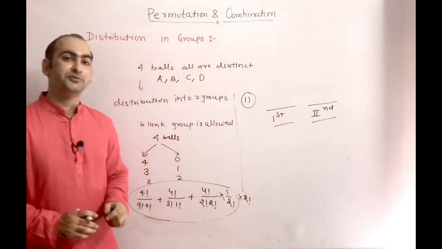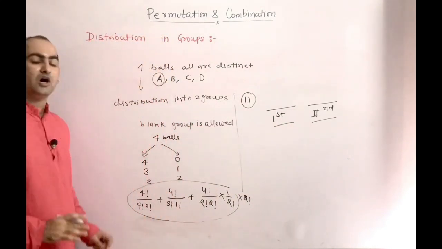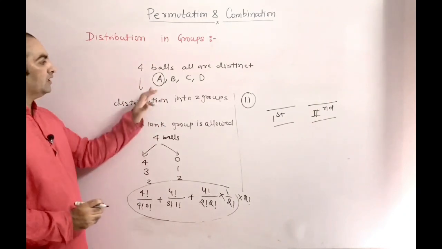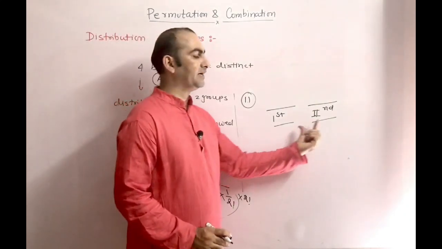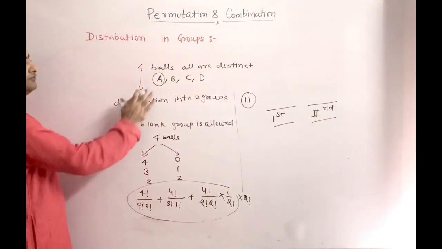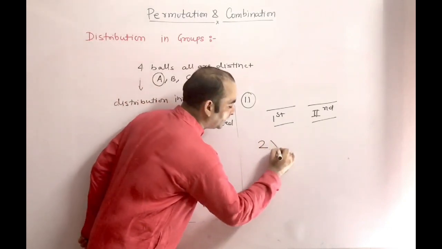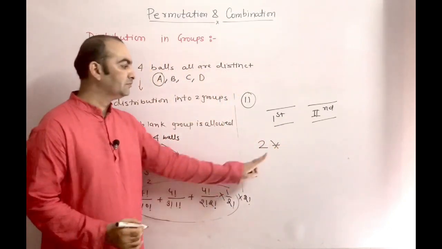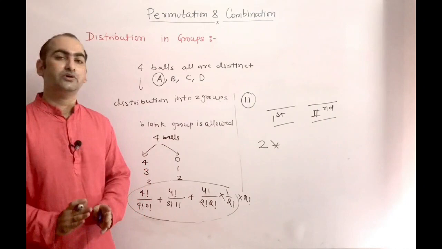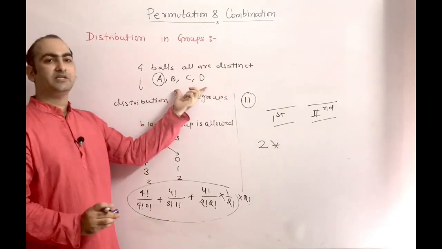So we are distributing these 4 balls into two groups. First ball A, how many choices does it have? Ball A can go in the first group and also in the second group. So it has two choices. So distribution of ball A is 2. Okay, so we will take 2 into. Why are we taking into? Because the task is not over. We have to distribute B, C, D also. We have to distribute the other 3 balls also.